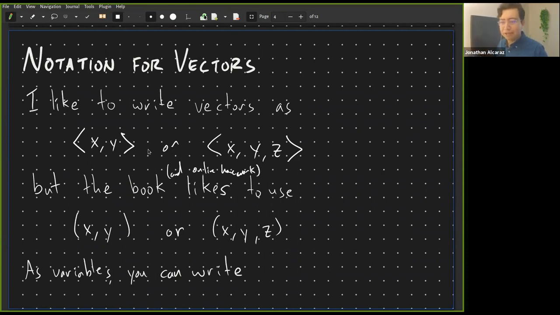So if you're in lecture and you see me writing a bunch of angle brackets, and you go and do the online homework and there's not an angle bracket in sight, don't be too thrown off by that. It's just a difference in notation. And if I do diverge from the book, I will try to highlight it like I do here.